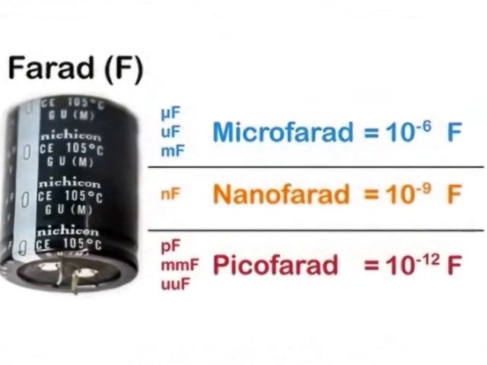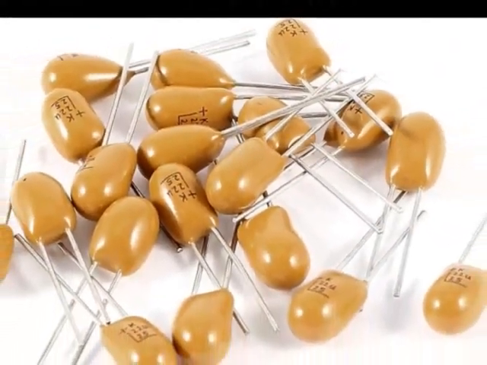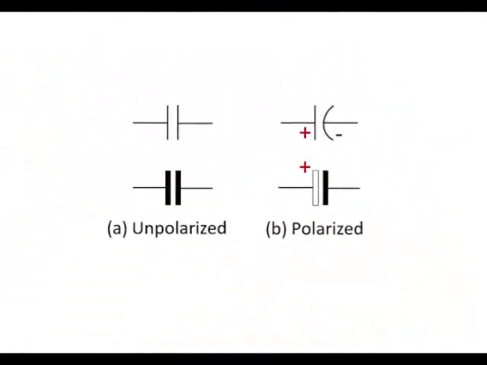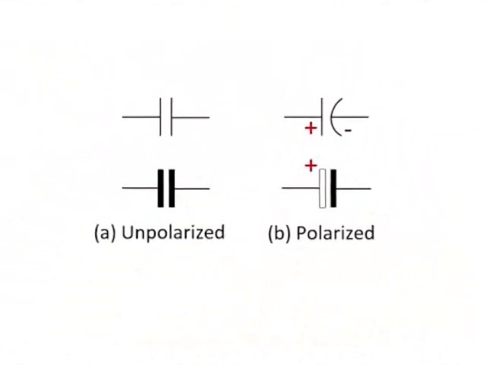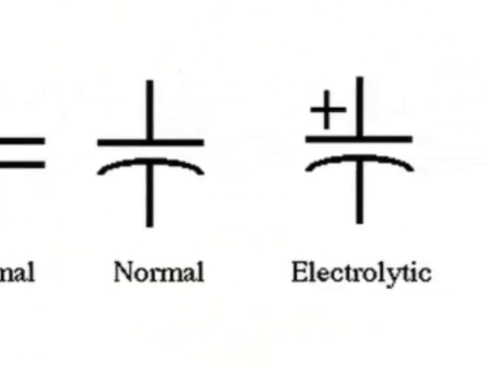In electrical circuits, two parallel lines are used to indicate the location of the capacitor. Of course, there are different ways to represent the capacitor in the circuit. You see two conventional ways to represent a capacitor.